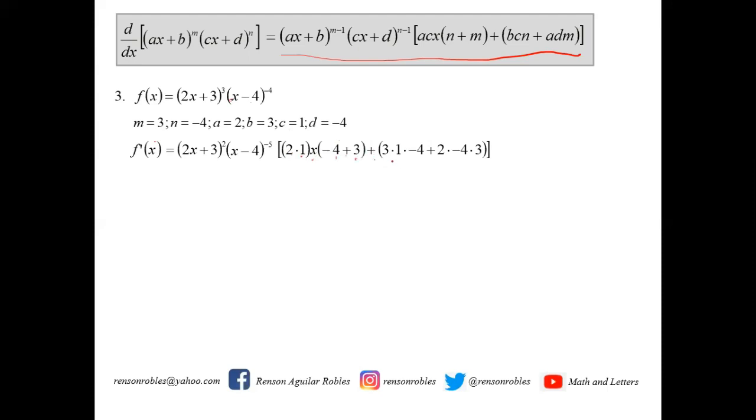Then plus bcn. B, that's 3. C, that's 1. And n, that's negative 4. Plus A, that's 2. D, that's negative 4. And M is equal to 3. Again, so 2 times 1 is 2. Negative 4 plus 3 is negative 1. 3 times 1 times negative 4, this is negative 12. Then 2 times negative 4 times 3, yeah, this is negative 24.